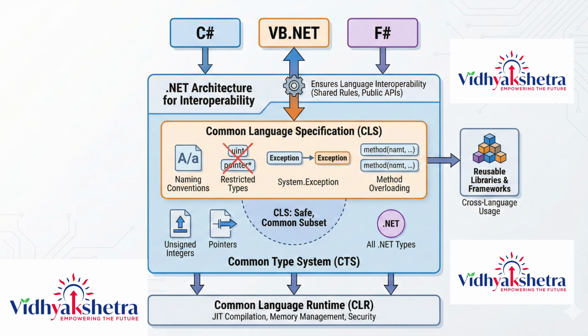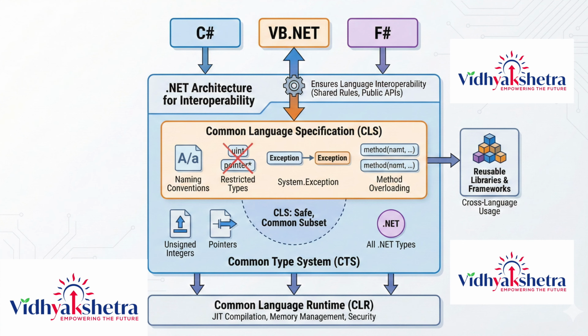CLS was introduced to solve this problem by defining a common set of rules that all .NET languages agree upon. CLS acts as a contract between language designers and developers. It specifies a subset of features from the Common Type System, CTS, that are guaranteed to be supported by all CLS-compliant languages. While CTS defines everything that is possible in the .NET type system, CLS defines what is safe and common for cross-language usage. This distinction makes CLS extremely important for building reusable libraries and frameworks.